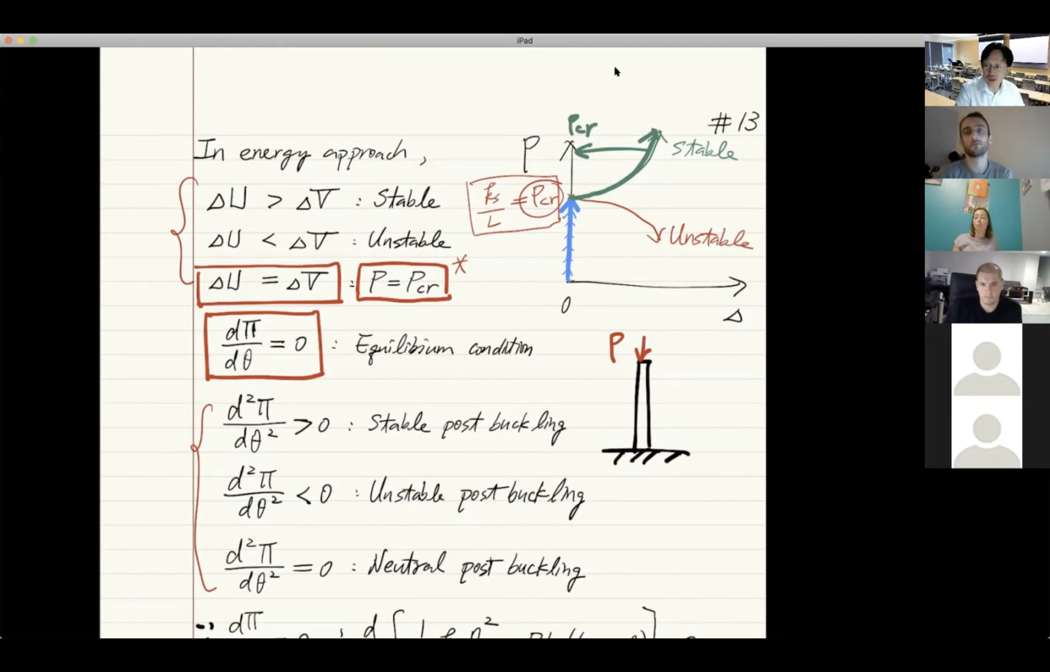I see. In other words, in order to buckle it, you have to provide more force. Makes sense. But thank you for the question, so I can clarify this.